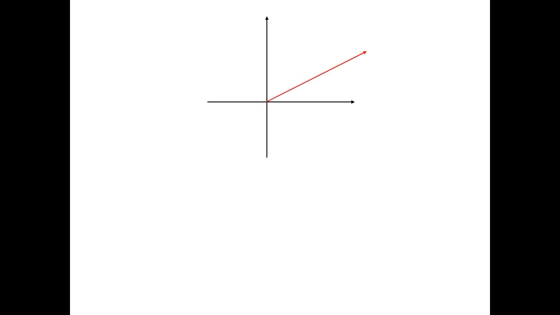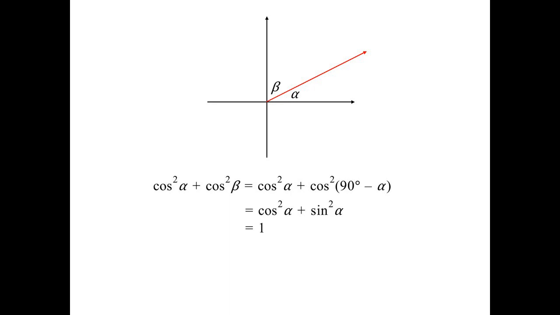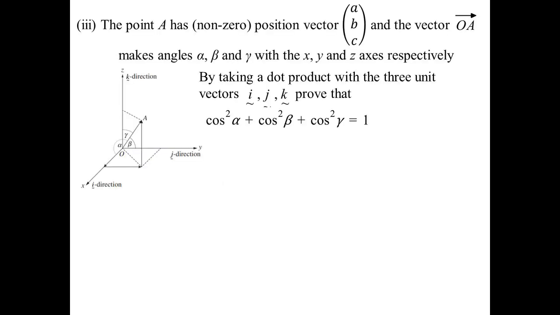There's a vector in 2 dimensions. If I say that angle there is alpha and the other one is beta, well, cos squared alpha plus cos squared beta would be the same as saying cos squared alpha plus the cos squared of (90 minus alpha). But of course, cos of (90 minus alpha) is sine alpha, so sine squared alpha plus cos squared alpha equals 1. So in 2 dimensions, when you've got a vector, one angle going to the x-axis, one angle going to the y-axis, the cosines of those squared should sum to 1. Well, that's essentially what we're being asked to prove here in 3 dimensions, that it's still going to equal 1 if we were to take each of those angles.